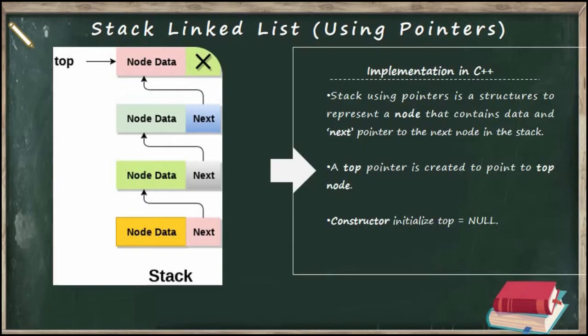Stack using pointers: a structure represents a node that contains data and the next pointer to the next node in the stack. A top pointer is created to point to the top node, and the constructor initializes top equal to null.